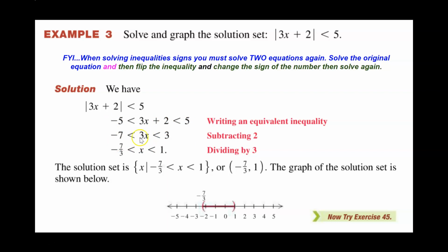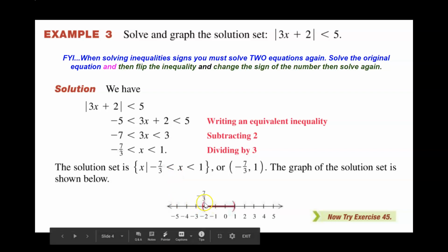I divide by 3 to get rid of this. Divide by 3 over here, get 1. Divide by 3, we get negative 7 over 3. So we have to kind of do both ways. That's where the two equations come from. Take the 2 on both sides, divide by 3 on both sides by changing this one to a negative and keeping this one as a positive. So my answer is going to be in between negative 7 over 3 and 1.